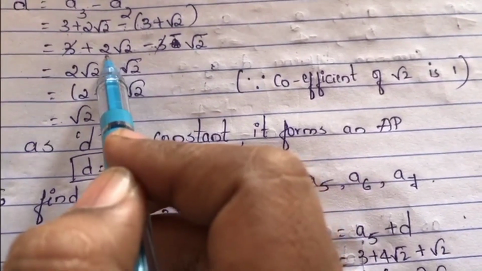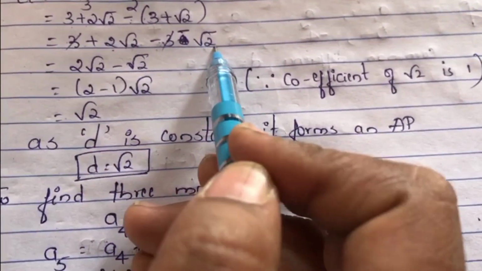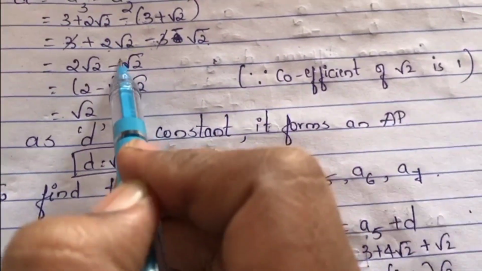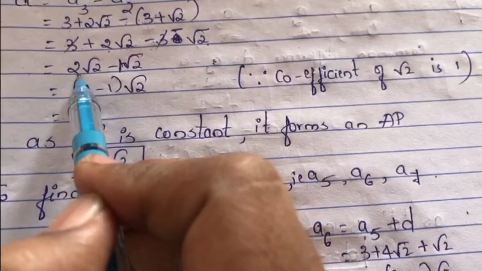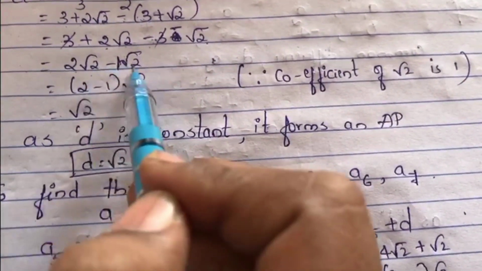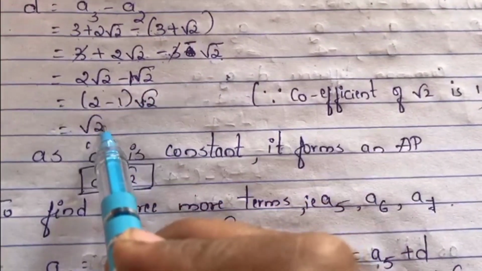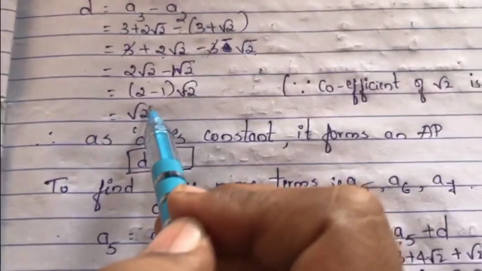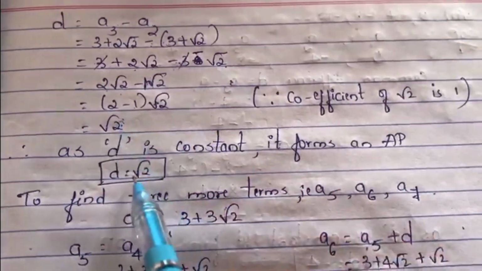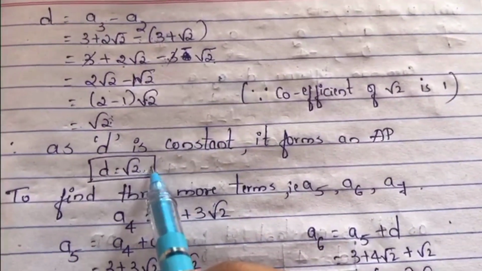And you can see that 2 root 2 minus root 2 is remaining. As here there is no number, we consider it as 1. If we subtract them, 2 minus 1 will be 1, root 2. Taking root 2 as common, we will get root 2. You can see that first D is also same and second one is also same. Therefore D is constant, it forms an AP with D equal to root 2.